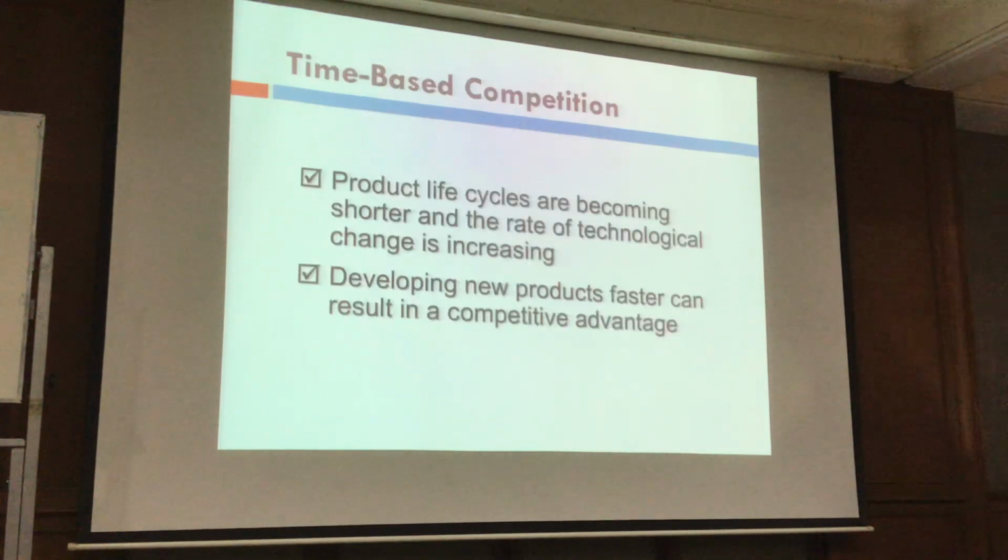And another thing is about the product life cycle. We all know that the product life cycle becomes shorter. It becomes shorter because the trend of changing about the technology has the trend of increasing pace for the technology. So that the time-based competition is probably happening a lot, right?